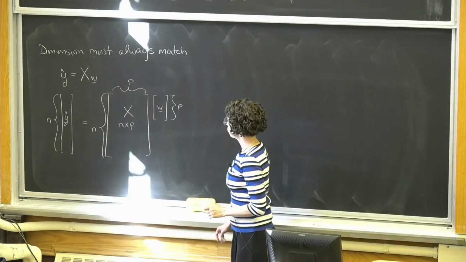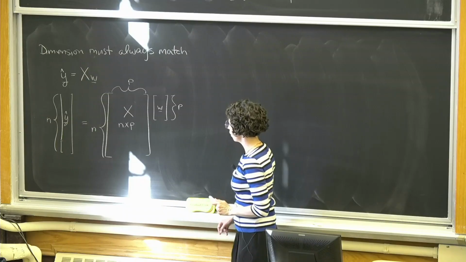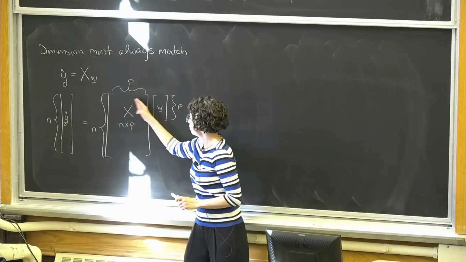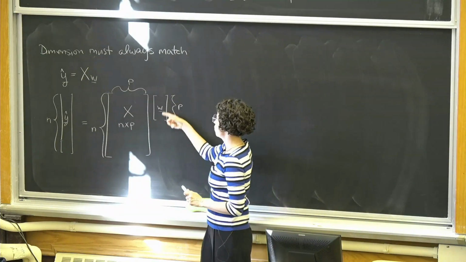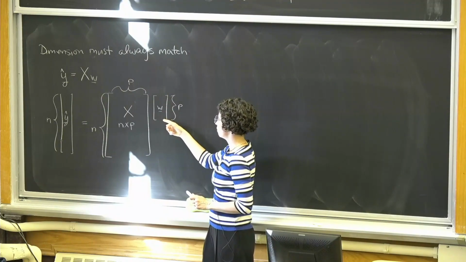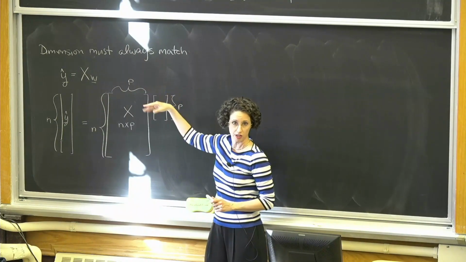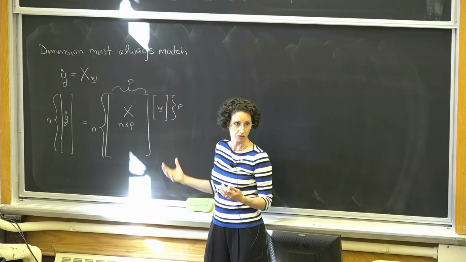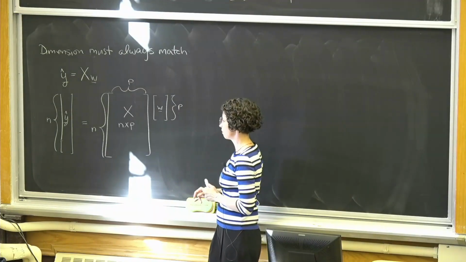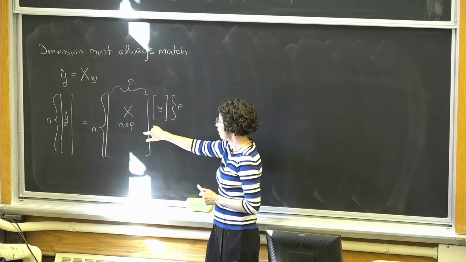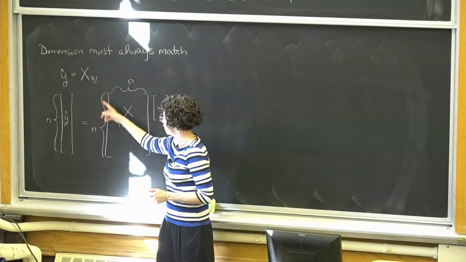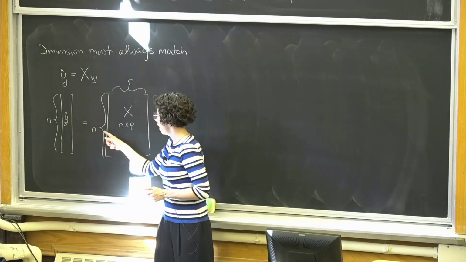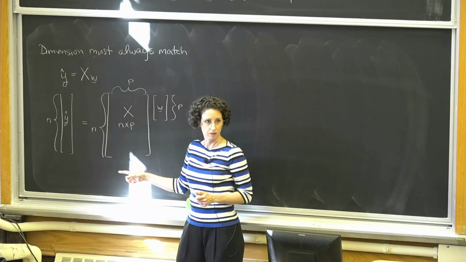So for the matrix vector multiplication to work, the number of columns in X has to equal the number of entries in W, because we're always doing inner products of each row with W. So in order to do the weighted sum, they have to have the same number of entries. And then the product is going to have the same number of entries as the number of rows in X.